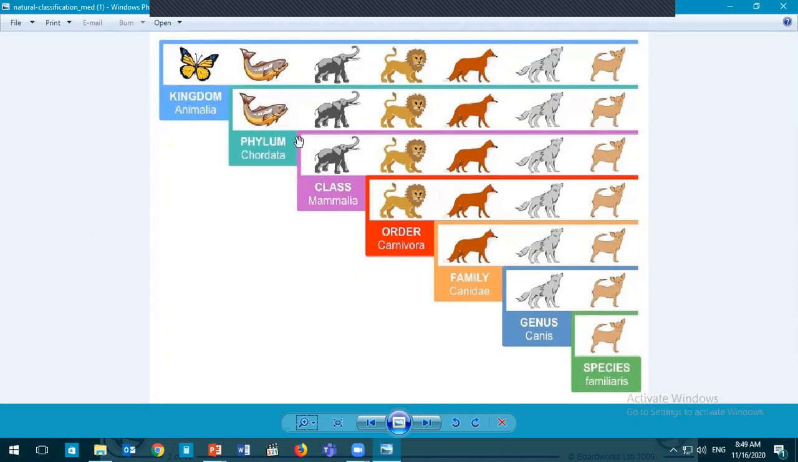When I come to the third level, which is class, can you guys see? It's class Mammalia, or mammals. Those are the animals that give birth to their babies, to their young, and feed their babies with milk.